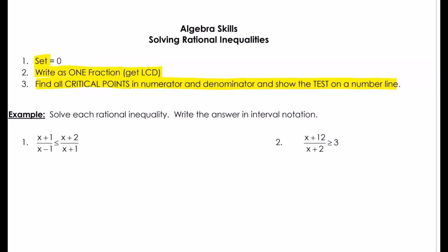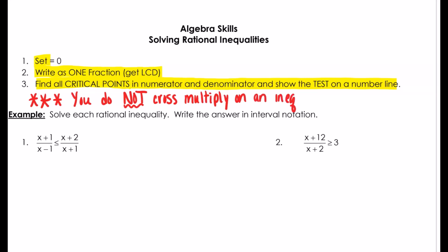There is one piece, though, that I absolutely need to make sure that everybody understands. You do not cross multiply. All right, so that's really important. If I see you doing that for your first step, then I'm definitely going to mark you down for that.